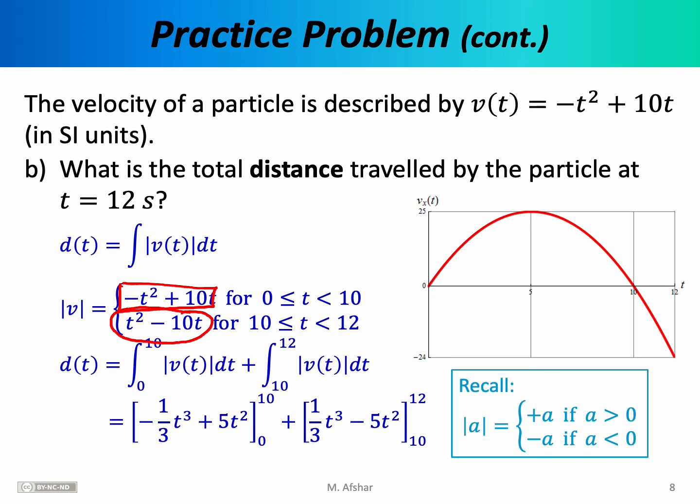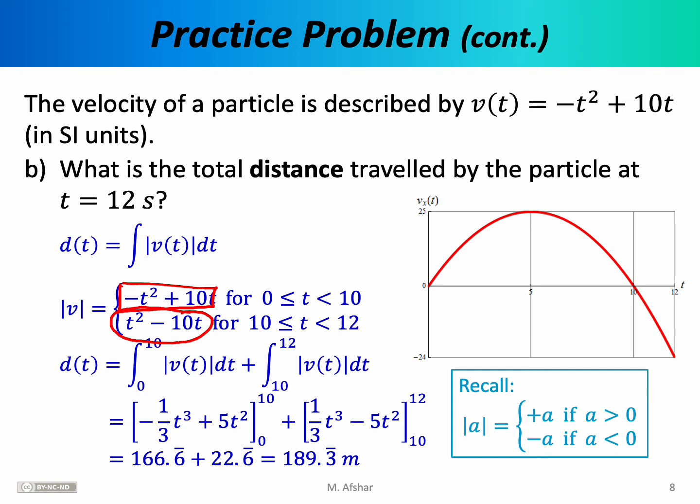When you perform those two integrals, you get these two functions. Don't forget the limits of integration from 0 to 10 and then 10 to 12. Put those limits of integration in using your calculator. For the first integral, you will see that the object travels 166 meters approximately. And during the second stage, between 10 and 12 seconds, the object is traveling 22.6 meters.